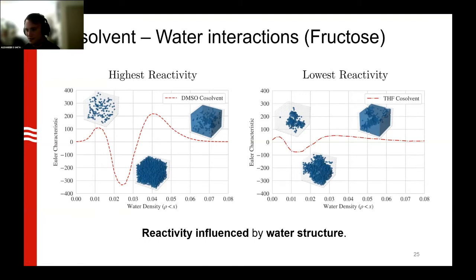THF actually causes water to form into these larger globules in these simulations, and prevents water from being separated out. So the hypothesis here is that DMSO interrupts these water interactions and allows water to more freely interact with that central molecule. Whereas with THF, the water is in this condensed phase and maybe isn't as able to interact with fructose because it's busy interacting with itself, essentially.